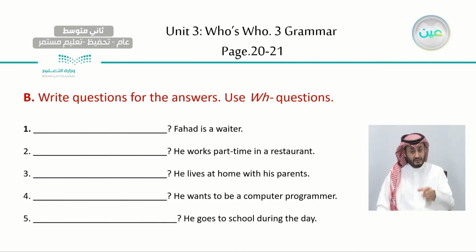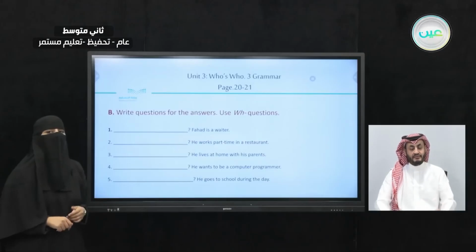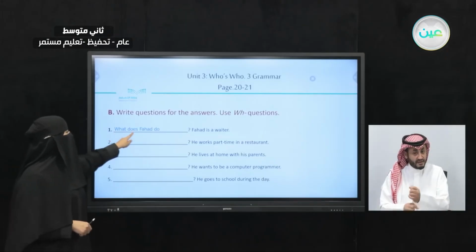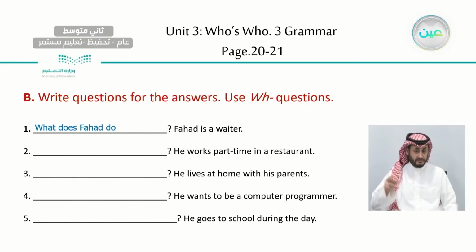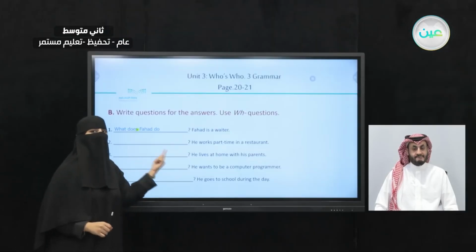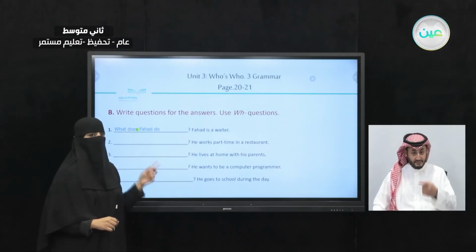Fahad is a waiter. What could be the question for this answer? What does Fahad do? Fahad is a waiter. We have the S here for does because Fahad is one person and we use the pronoun he for Fahad. He or she, we will add S.